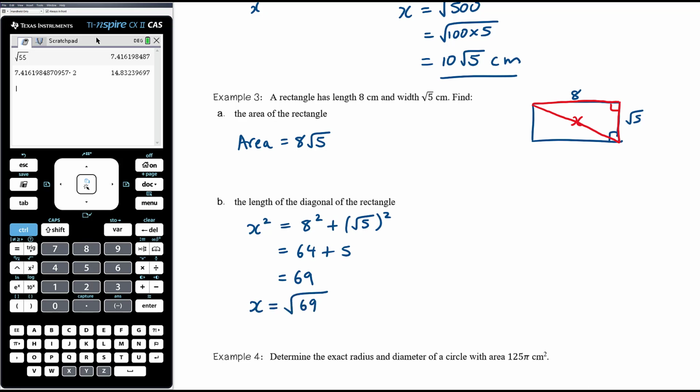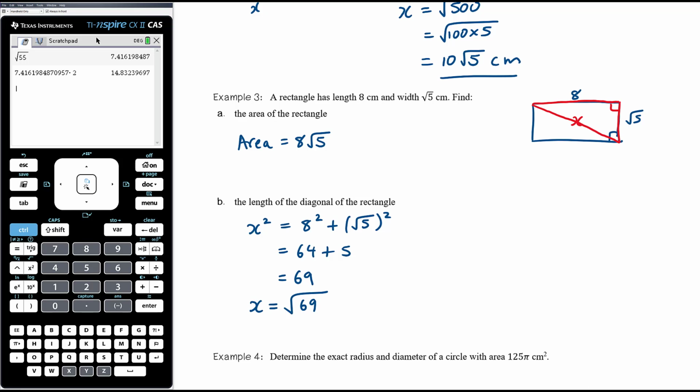Again, looking to simplify. Okay, 69 is... 13, no, it's not even 13. I think it might be prime. Oh no, 3 definitely goes into it, sorry. It's 23 times 3. So 69 is 3 times 23. Both of those are prime numbers, so they're not going to be able to be broken down any further. So the only factors are 1 times 69 or 3 times 23. And so therefore it can't be simplified because none of those are square numbers.